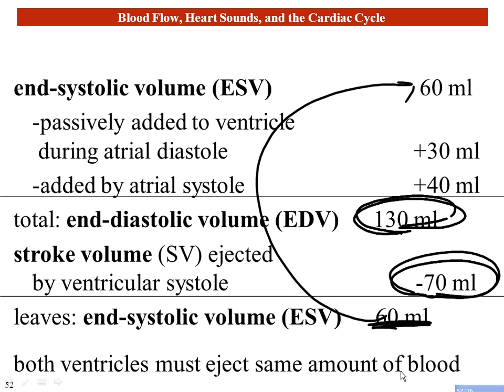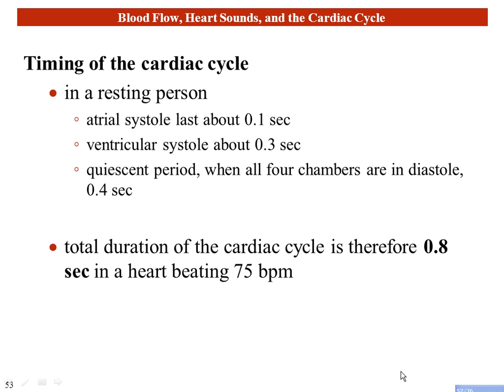So in the next cardiac cycle, 30 more milliliters will be added through passive means I was talking about earlier, and then another 40 milliliters through atrial systole. Okay, so make sure you know what end diastolic volume means, what end systolic volume means. Make sure you know what stroke volume means, and so forth. So how long does all this take?